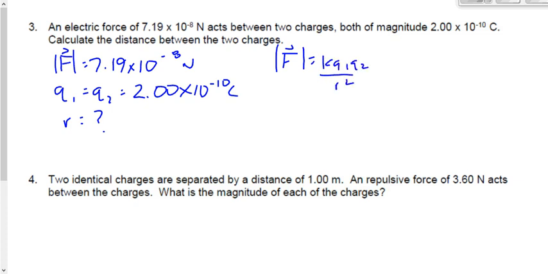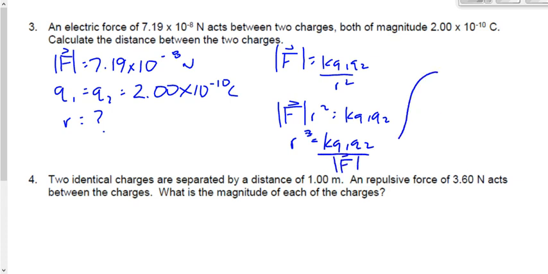Now we've got to rearrange this to solve for R. Take the R squared up by multiplying. You've got to solve for R, so what do we get rid of now? Yeah, we're going to divide it by the force, right? Divided by the force, we get R squared is equal to K Q1 Q2. And then R is equal to, how do you get rid of the squared? Yep, so it's going to be the square root of K Q1 Q2 over F.